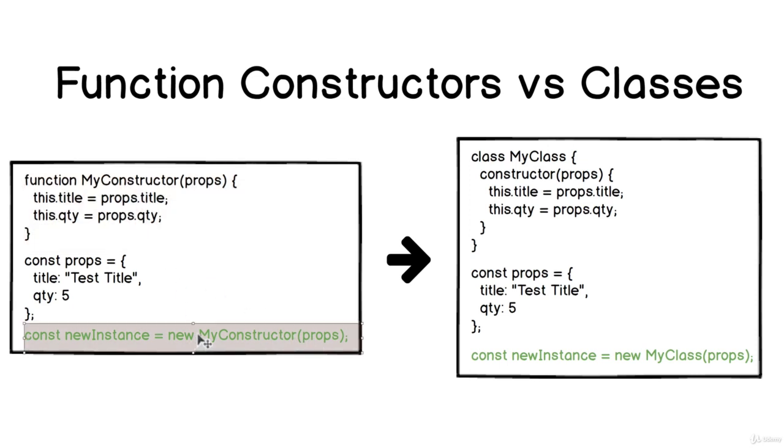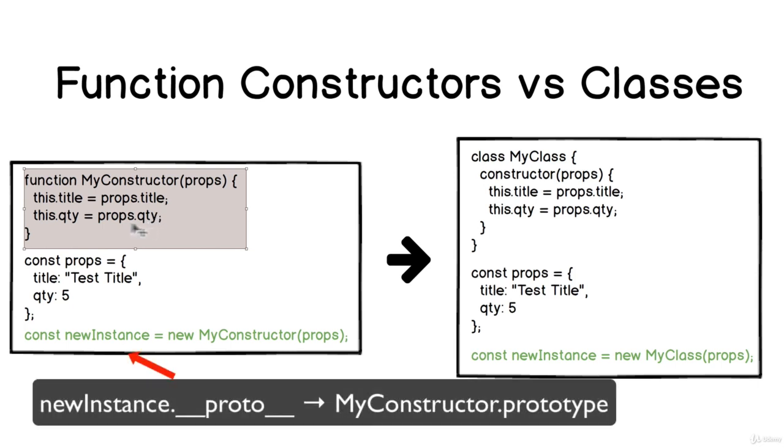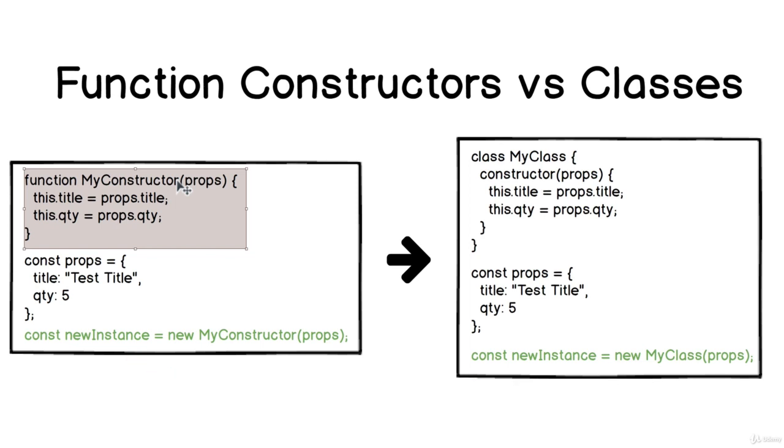And after this, a new object with two properties, title and quantity, will be created, and its __proto__ property will point to what? To myConstructor.prototype. If I convert the same code into ES6 classes, I will get this result.